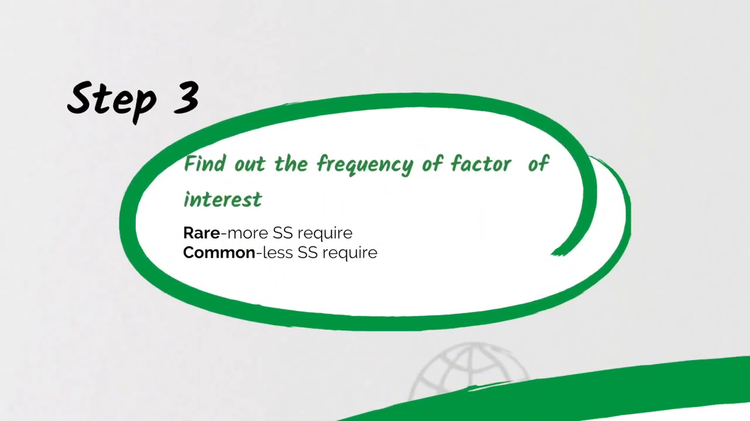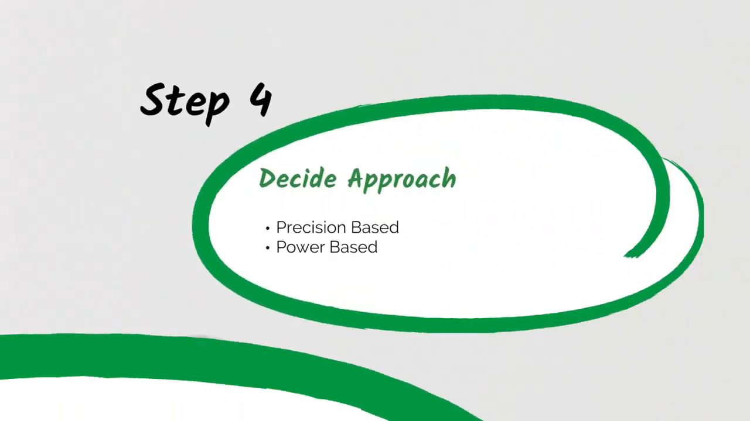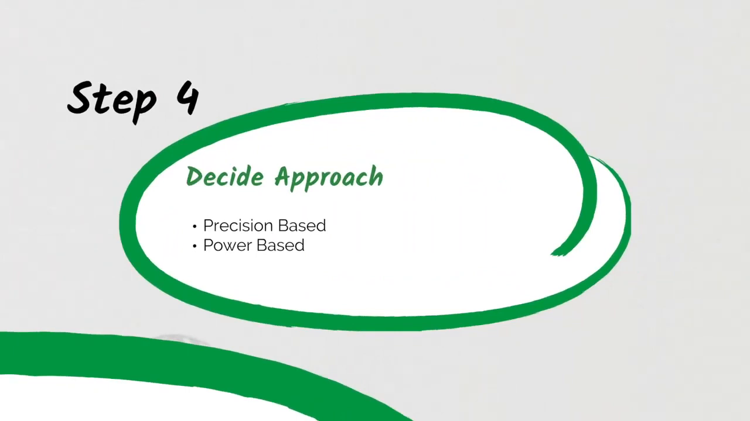Step 3, find out the frequency of the factor of interest. If the factor of interest is rare like cancer, then more sample size is required, and if it is common like hypertension or diabetes, then less sample size is required. Step 4, that is decide approach, whether it is precision based or power based. In the precision-based approach, you need to specify absolute or relative error. The more the precision, the more will be the sample size. In the power-based approach, you need to specify power. The more the power, the more will be the sample size.